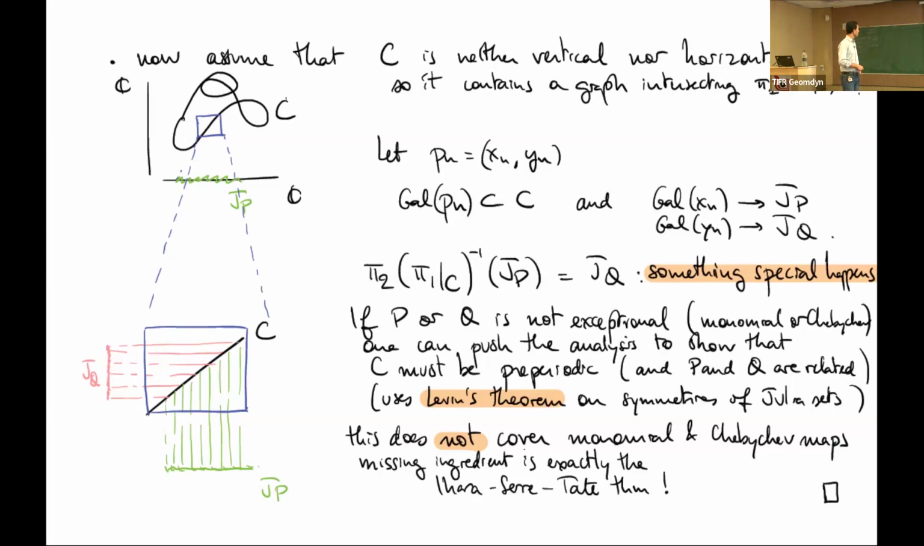Of course, it might be that P equals Q. So it's not so special to relate the Julia set of P and the Julia set of P, but you actually have more information than that. And so you can push this analysis up to the place where you know that C is periodic. One important ingredient is the rigidity theorem in one-dimensional dynamics, which is Levin's theorem, which says that the Julia set has only finitely many local symmetries. So you need some rigidity result for holomorphic dynamics.